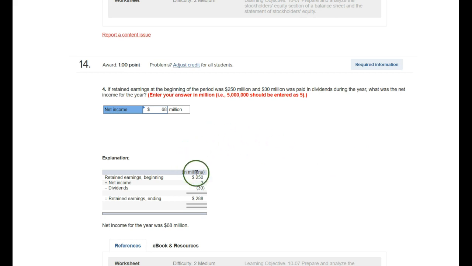So looking at this schedule again, we need a number that's going to fit in here that will take us from the beginning balance of $250,000, or really $250 million, to 288. That's a $38 increase, but we have a negative 30 here. So what number will take us from 250? We take away 30 to get to 288, and you'll see that the only number that fits in there is $68. $68 million. We've taken off the 6 zeros out to the side of all these numbers. So if you put 68 in here, take 250 plus 68 minus 30, that will give you $288.